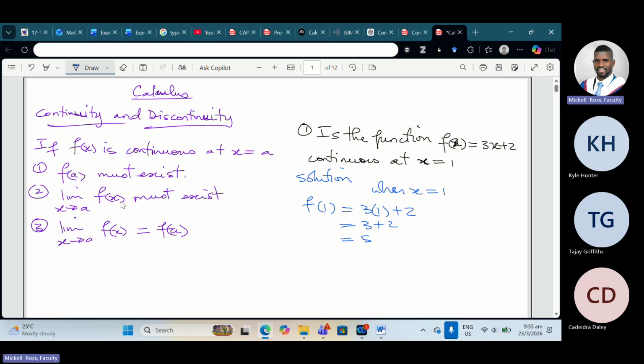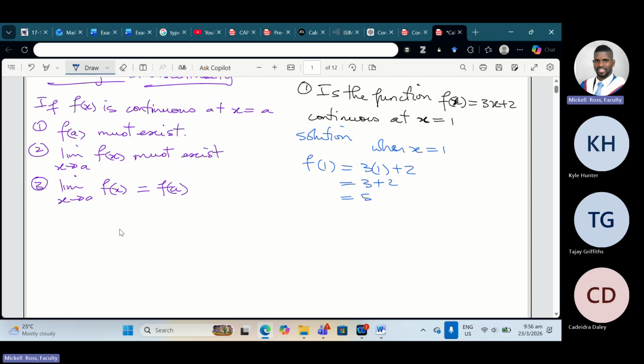Part 2, the limit of the function must exist. We're going to look at it two ways: when it is approaching from the left hand side and when it is approaching from the right hand side. What do we mean? Say, for instance, this is our x and y axis. Just for argument's sake, this is 0, this is 1, 2, 3, then you have 0, -1, -2.